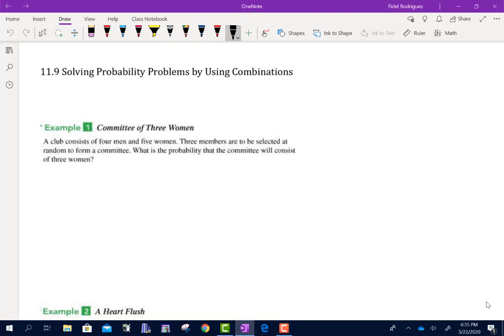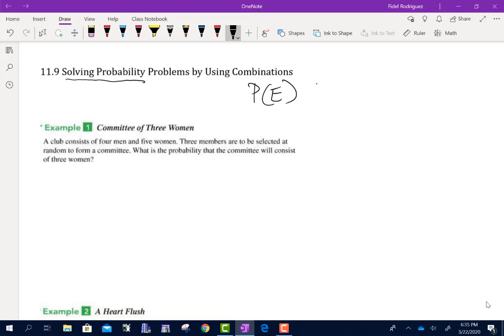All right, so section 11.9 is solving probability problems using combinations. So, guys, the difference between 11.7, 11.8, and 11.9: 11.7 and 11.8 were just doing the counting principles, whether we were using permutations or combinations. 11.9 are probability problems.